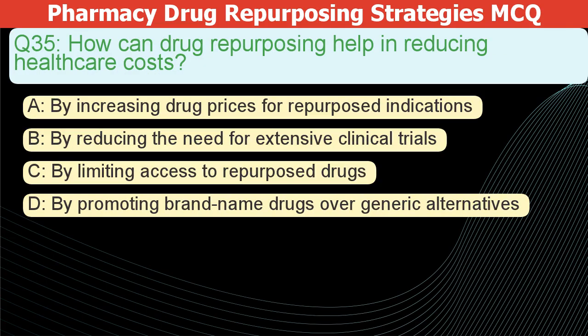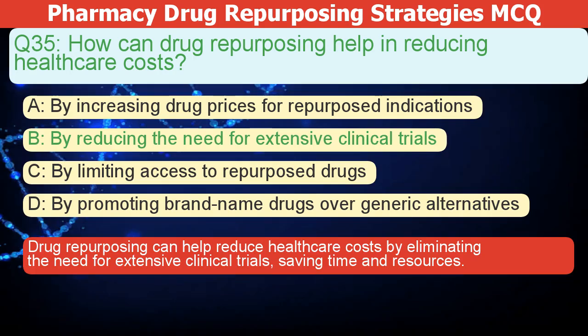How can drug repurposing help reduce healthcare costs? A. By increasing drug prices for repurposed indications. B. By reducing the need for extensive clinical trials. C. By limiting access to repurposed drugs. D. By promoting brand name drugs over generic alternatives. The correct answer is B. Drug repurposing can help reduce healthcare costs by eliminating the need for extensive clinical trials, saving time and resources.